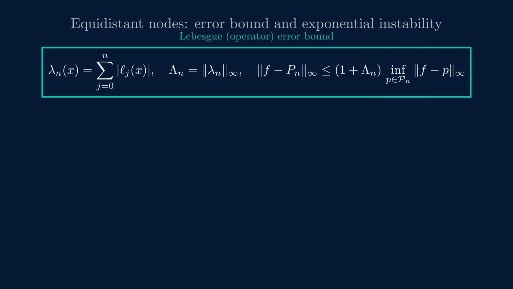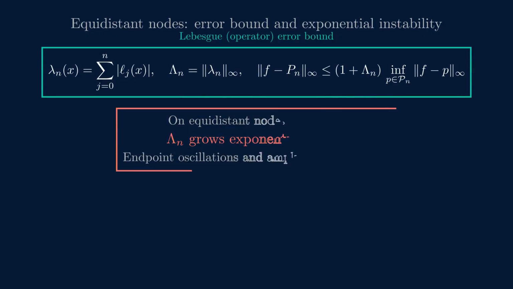Equidistant nodes, error bound and exponential instability. Define lambda sub n of x as the sum of the absolute values of the Lagrange basis L sub j of x. Its sup norm is lambda sub n. The interpolation error satisfies the Lebesgue operator bound. The sup norm of f minus I sub n f is at most 1 plus lambda sub n times the best degree n approximation error.